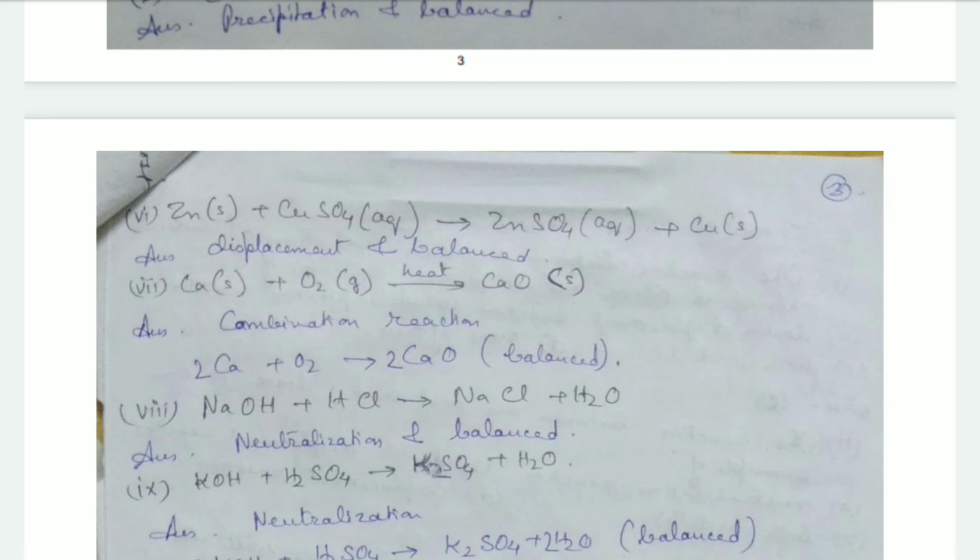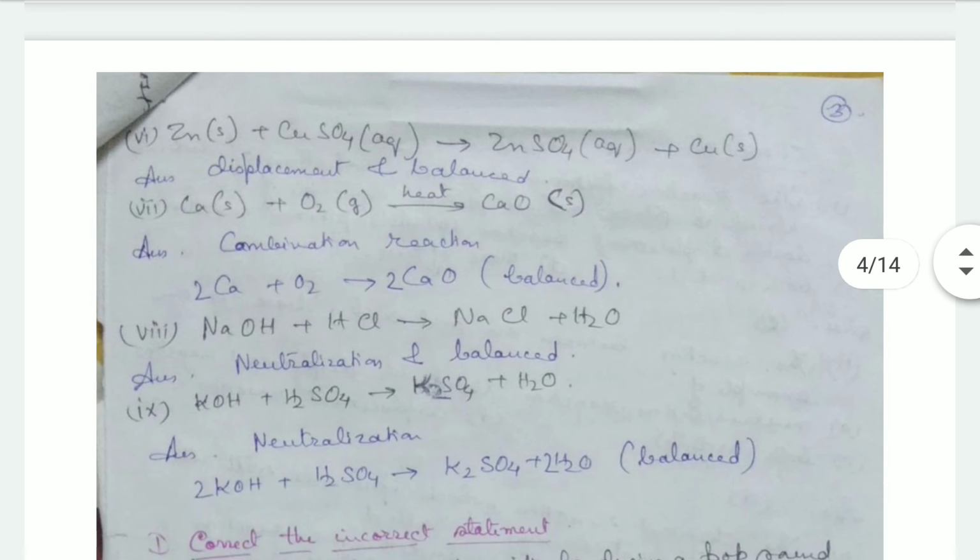So the equation is balanced, it becomes 2Ca plus O2 gives us 2CaO. Then sodium hydroxide, when it reacts with hydrogen chloride, gives us sodium chloride and water. That's a neutralization reaction. Sodium hydroxide is a base and HCl is an acid. So a base reacting with an acid is a neutralization reaction, and the equation is balanced.